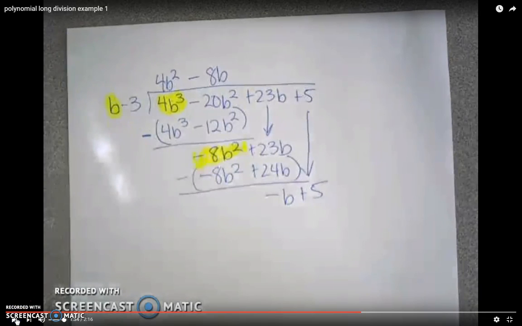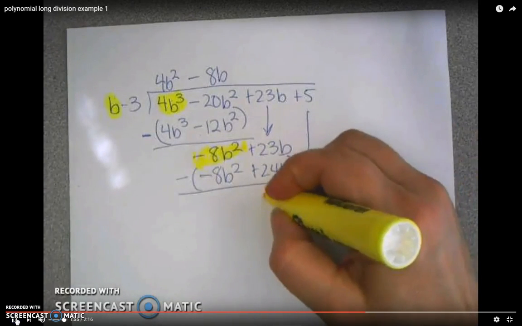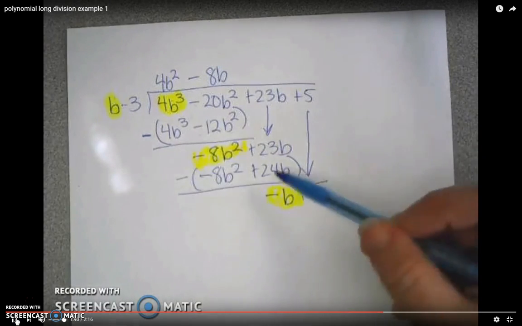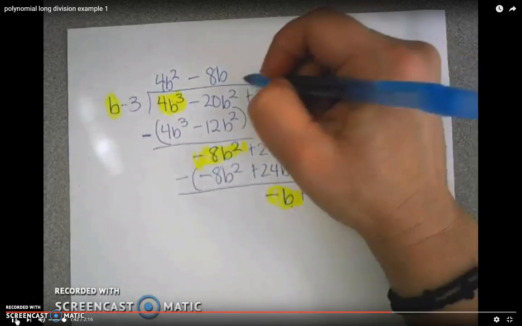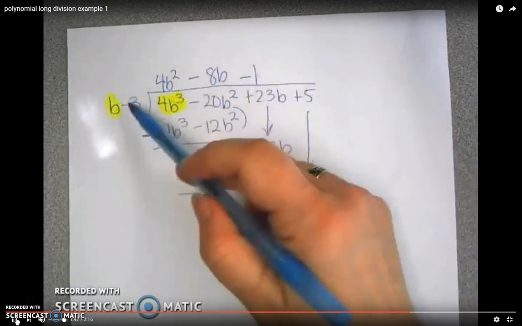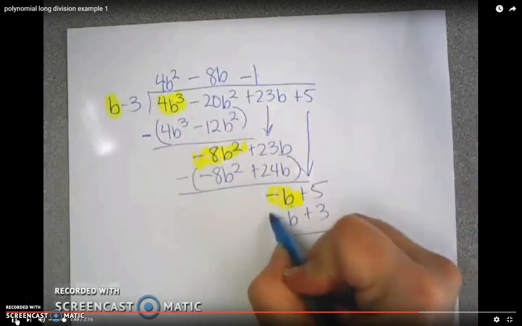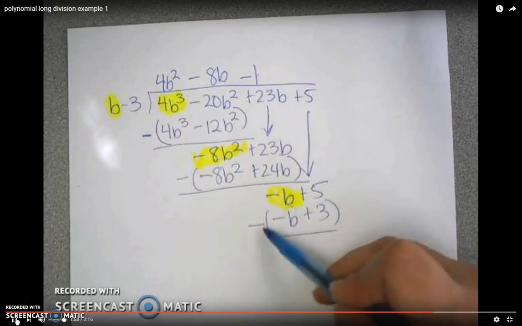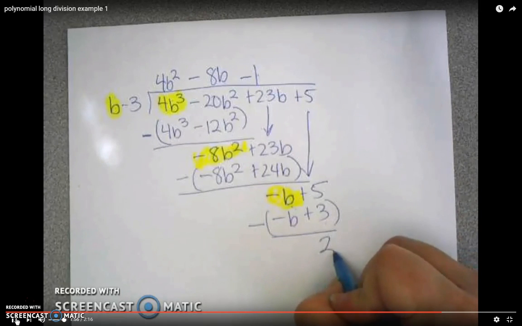Going to look one more time to see what do I need to multiply with b in order to get this first term, which is negative b. So b times negative 1 will give us a negative b. Now I'm going to distribute the negative 1 over b and negative 3, and I'm going to subtract that from the line above, which means that the negative gets distributed through that whole second line. So you'll see that I have a remainder here of 2.